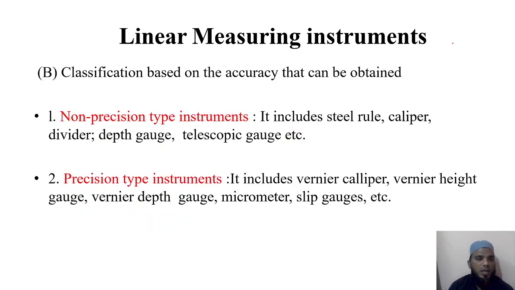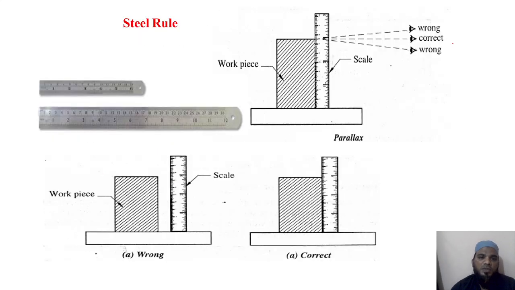Another thing in line measuring instruments is that there are two different types. One is precise, another is non-precise. In non-precise we have steel rule, calipers, dividers, depth gauges, telescope gauges. These are non-precise. Whereas in the precise type, we have Vernier caliper, Vernier height gauge, Vernier depth gauge, micrometers, slip gauges, etc., which give exactly precise types of measurement.